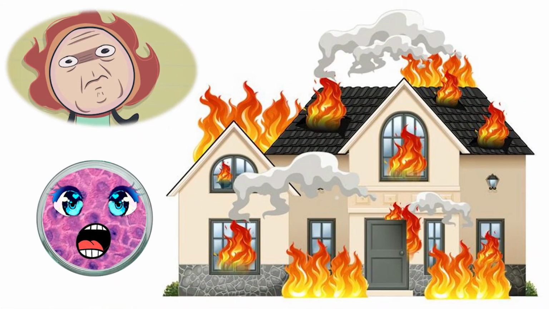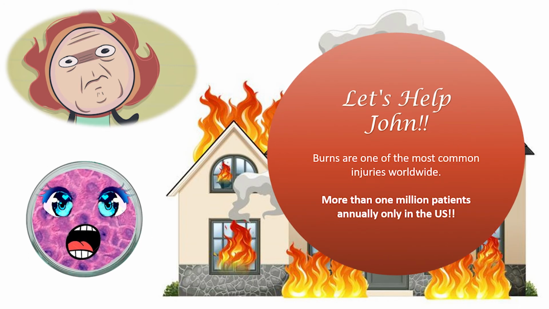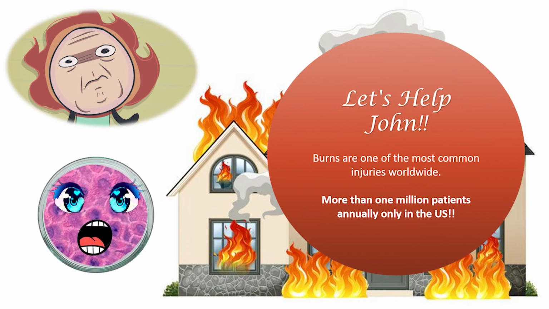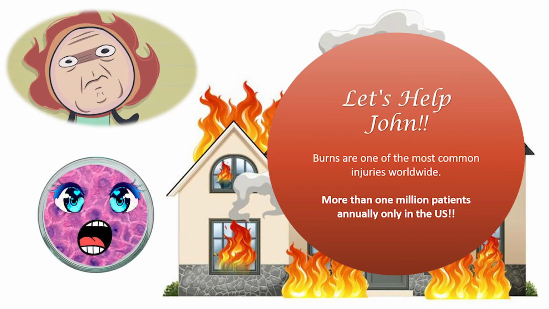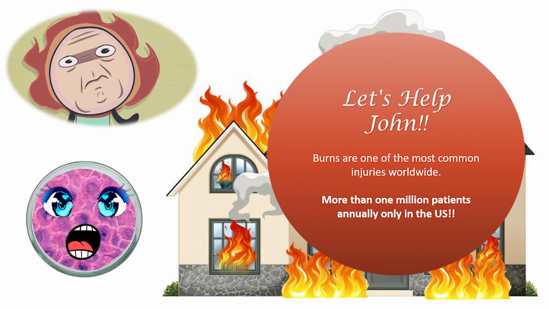Oh no, John got skin burned due to an accident, but we can help him by generating new tissue through cell culture. If we don't, these injuries can lead to circulation failure, problems with temperature regulation, sensory perception, infections, and even death. Let's not waste time and get to work.